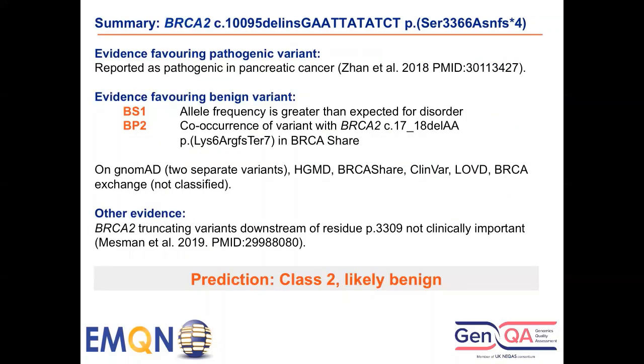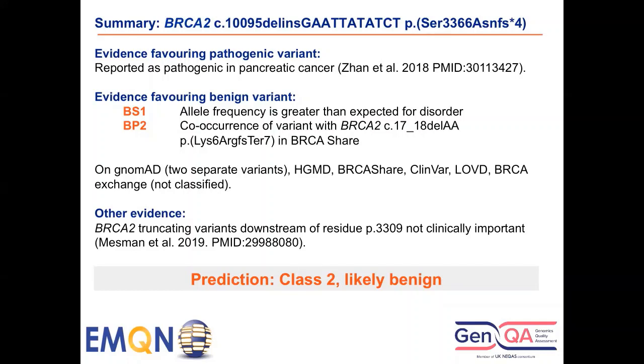So looking at the evidence for pathogenicity, well, the evidence favouring it being a pathogenic variant: it is listed in this paper by Zhang et al. 2018, it's also on HGMD as pathogenic in pancreatic cancer. But if you look at the paper, there's actually no evidence supporting that classification.